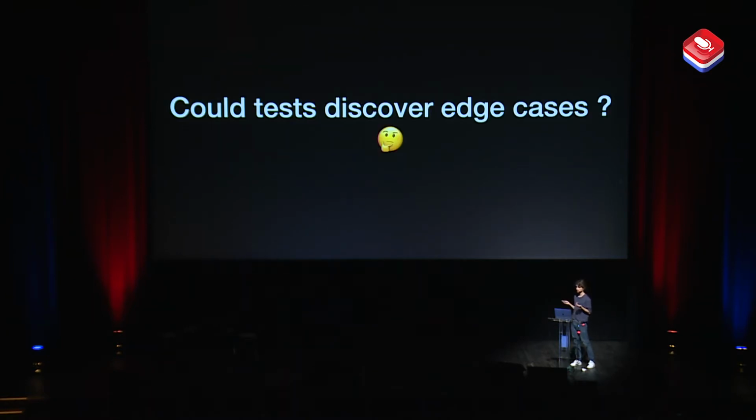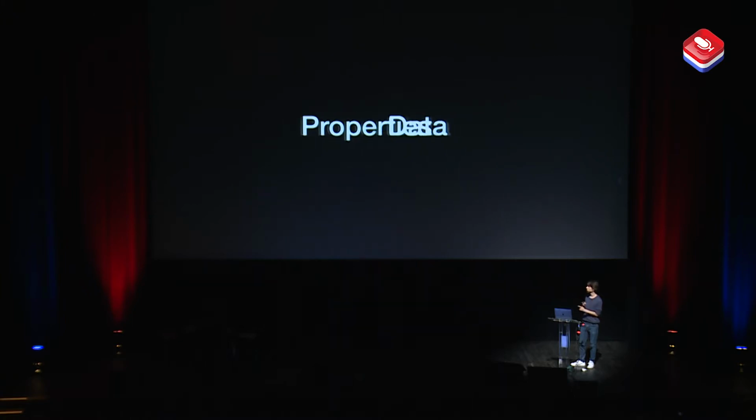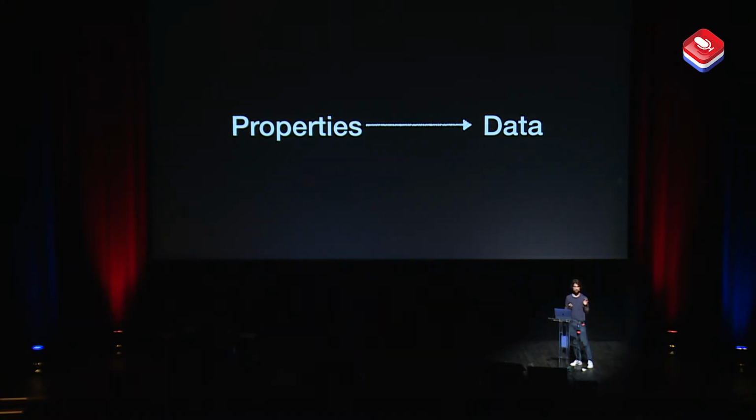And the question that I want to ask and try to answer today is, could tests discover edge cases? How could they do it? A way that they can do it is simply by saying, OK, in a classic unit test, we start with the data given, and we try to assert a property, the then part. What we are going to do is switch it around, and we are going to start with some properties, and we are going to try to find data that break those properties. And we are going to hope that the data that break the properties are our edge cases.